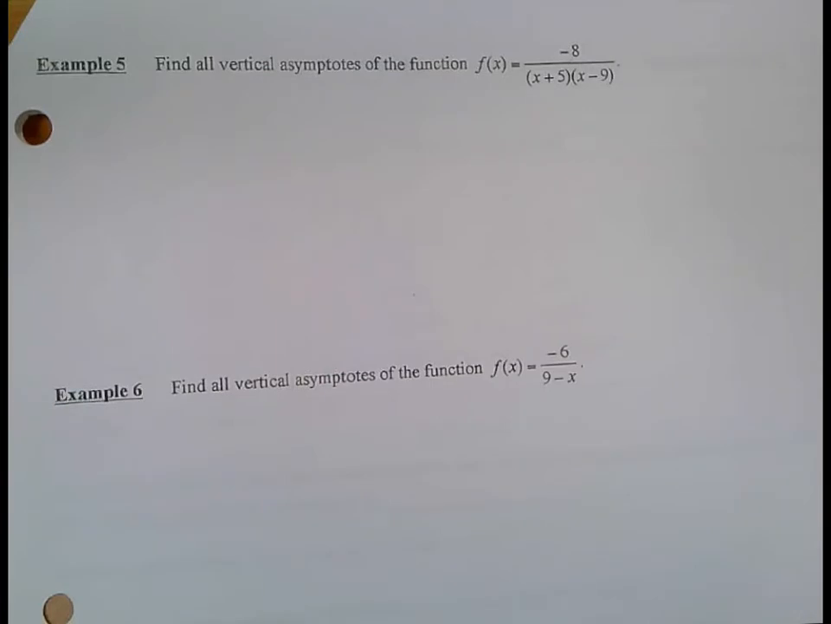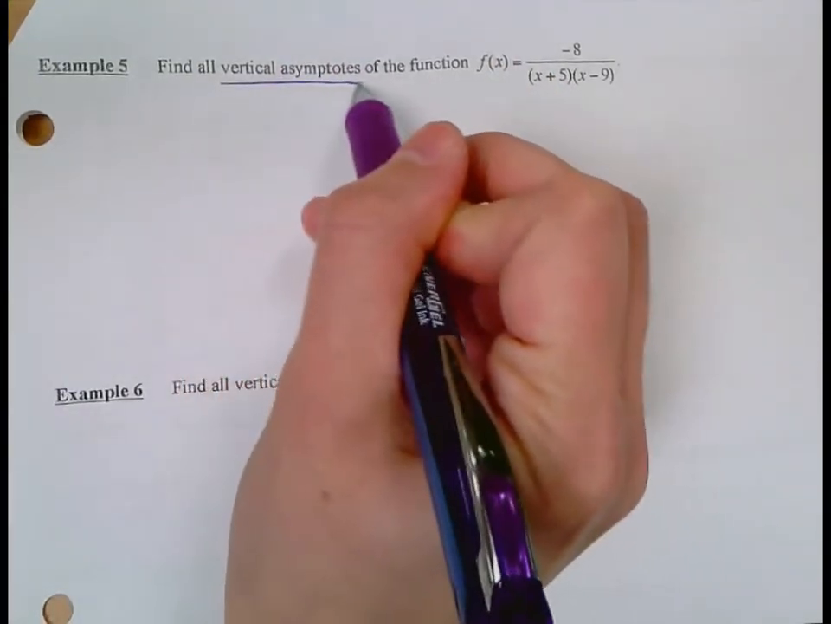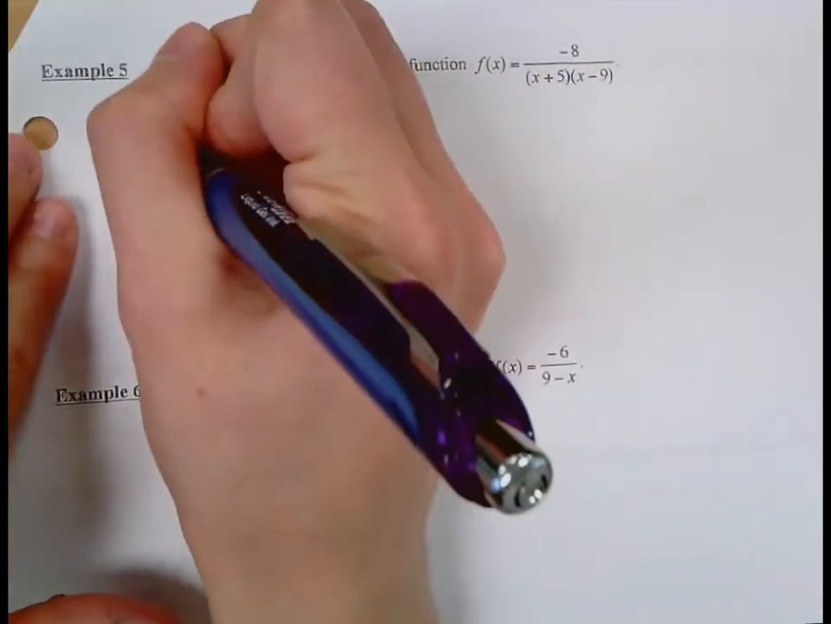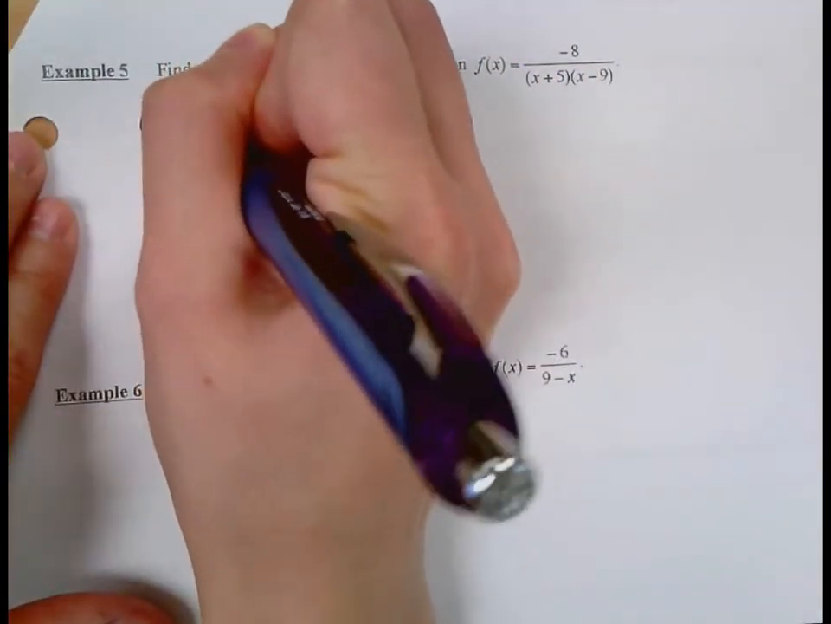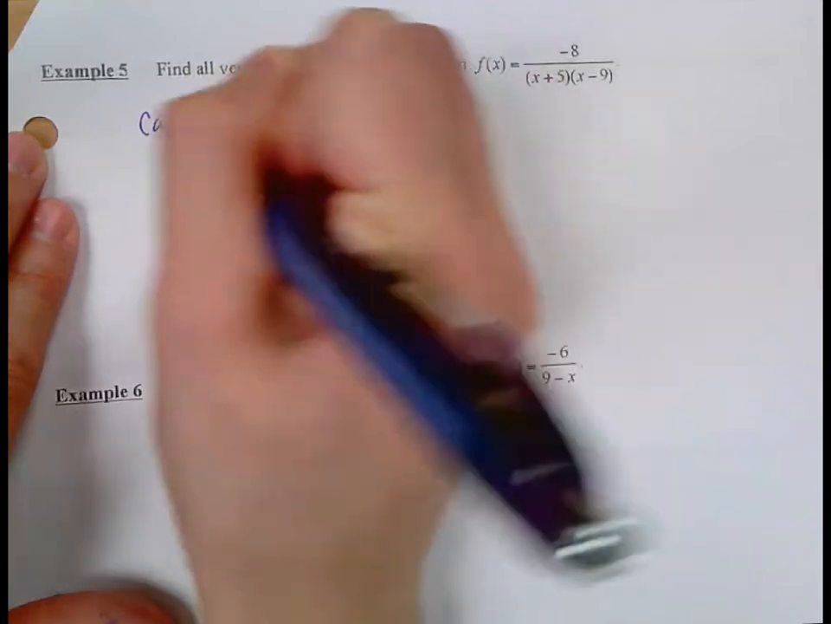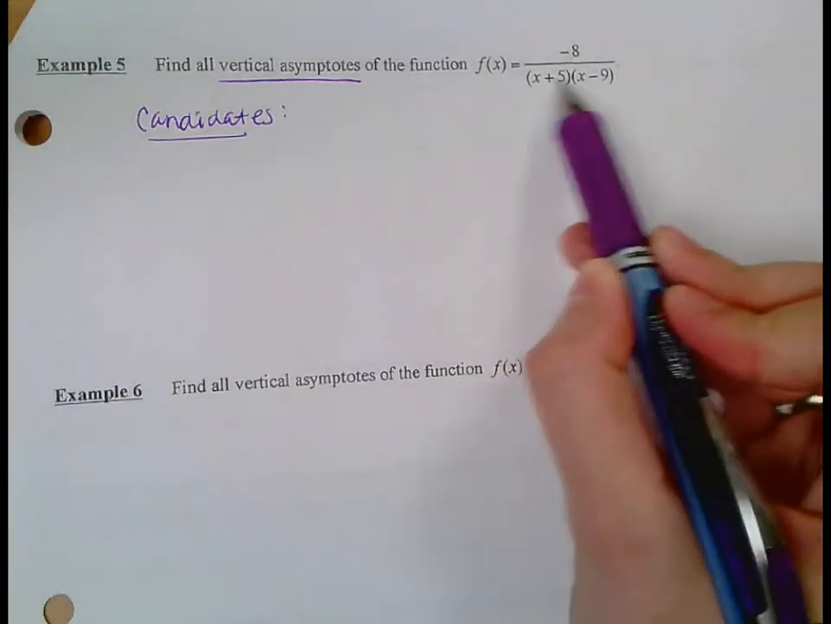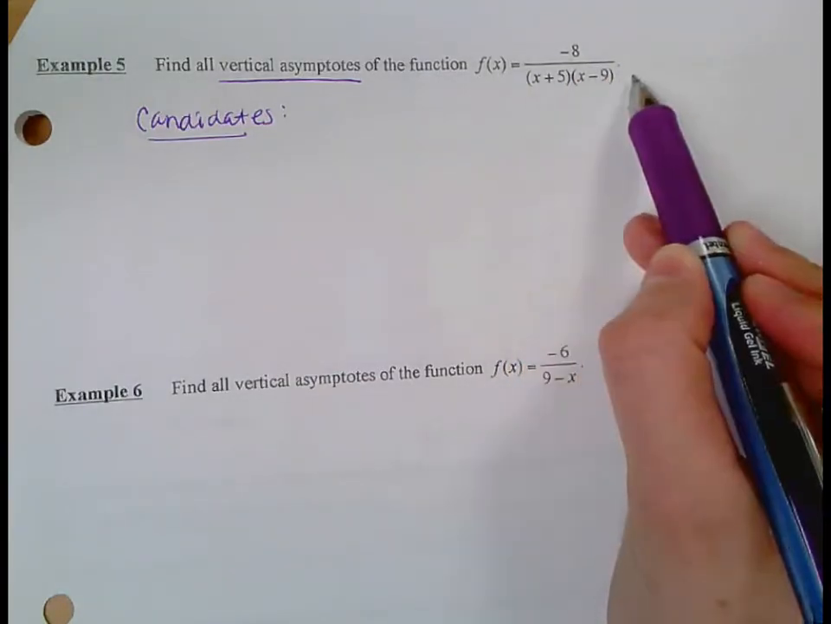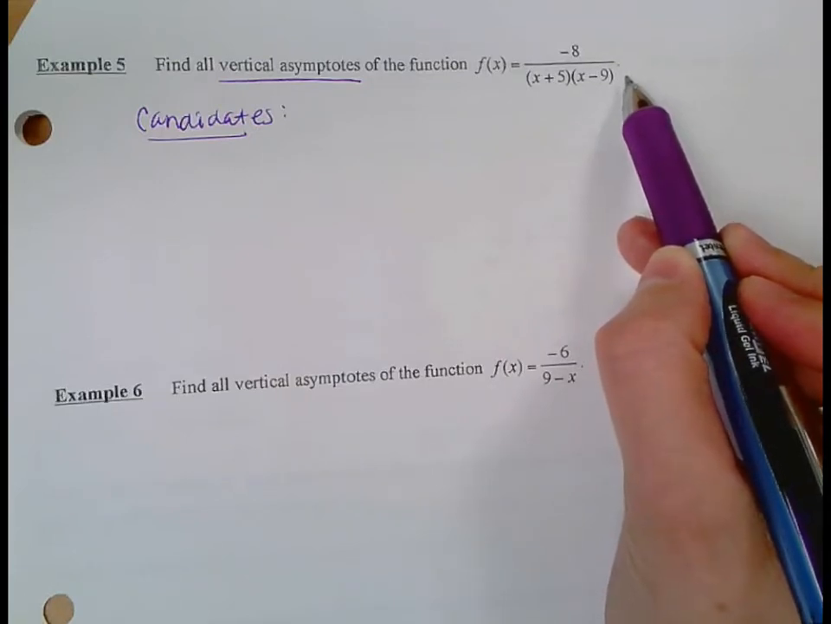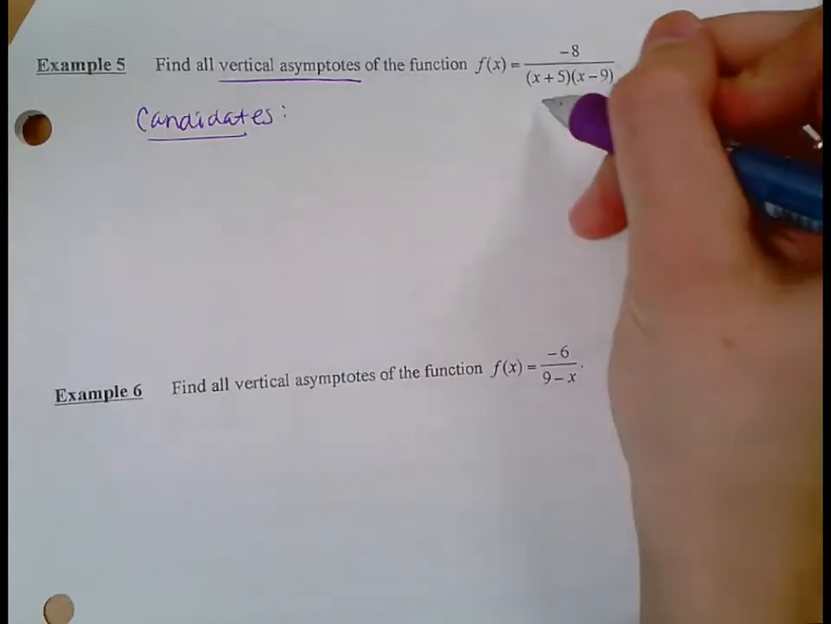In order to find your vertical asymptotes, first find what I call the candidates. You don't really need to write that out, but looking at your function, think about where this function would have a vertical asymptote. So where? Probably where the denominator is 0. Yes. So the values that make the denominator 0 are the possible places you would have an asymptote.